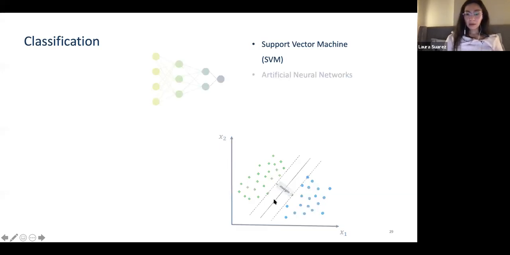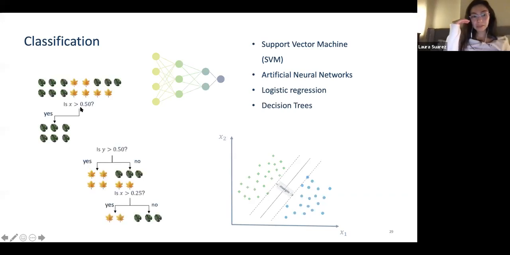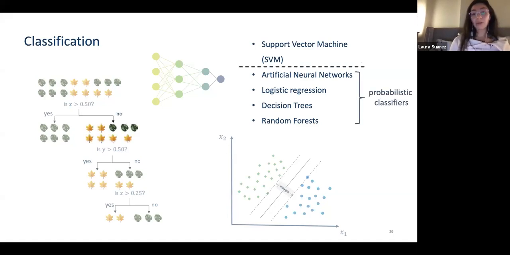You can also use artificial neural networks to perform classification. You can also use logistic regression, or decision trees, which are basically a set of decisions where you start dividing your feature space into smaller sets. We're not going to go into detail about all the different classification models, but one important thing to mention is that there are two types of classification models. Usually in support vector machines, you get at the end whether a sample belongs to a particular category. But there are other types of classifiers where you get a probability of a data point belonging to different classes.